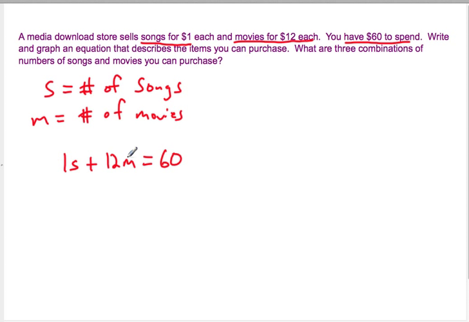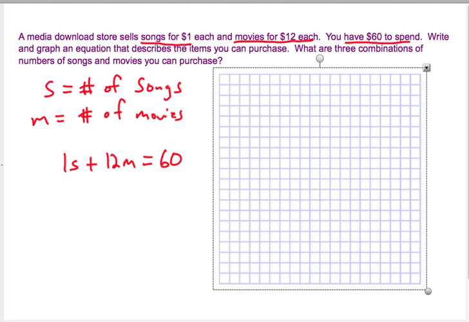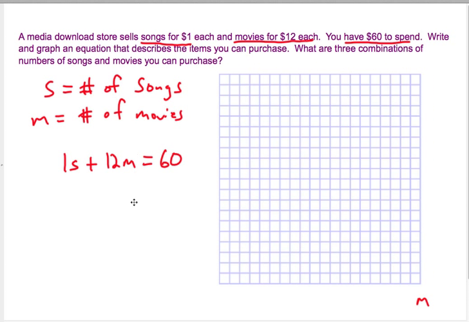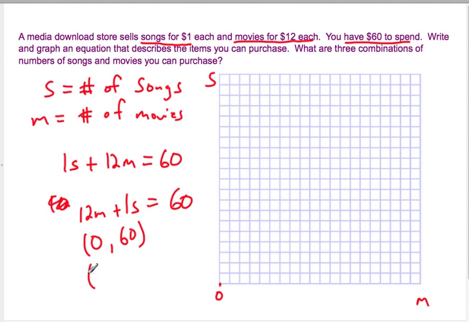As you can see, it's in standard form. It'll be real easy to graph and find the intercepts. Now I need to label these, so we can call this M for movies, and we can call this one S for songs. Let's change it around so it's in alphabetical order here, because that's how I did my graph, right? I got M and S. So if I have 0 movies, I can buy 60 songs. And if I buy 0 songs, I can buy 5 movies.